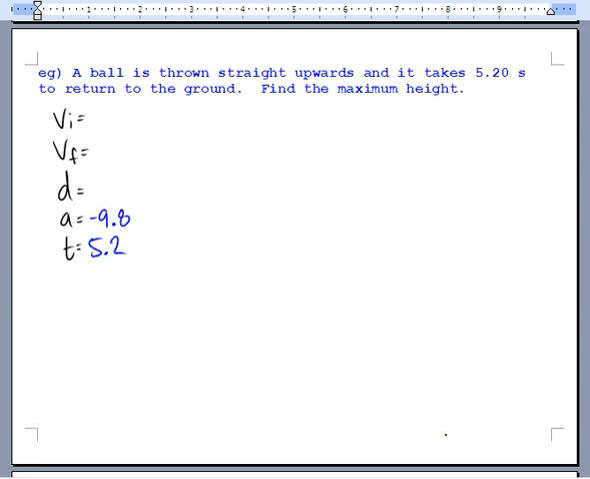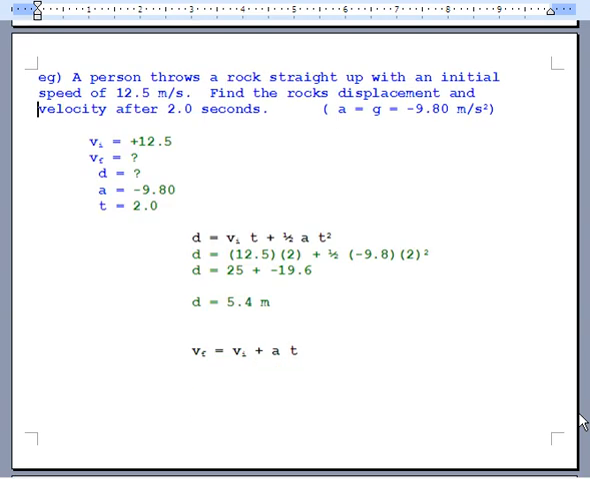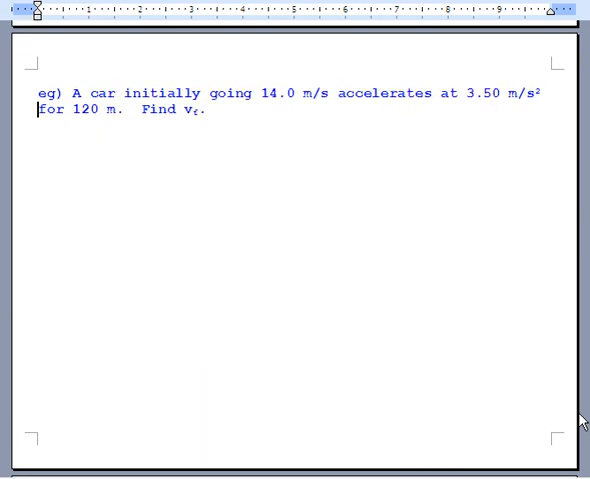Maximum height, what are we looking for? Well, a height is like a displacement. How far does it end up above the ground? And now we're kind of stuck. We've got to figure out one more value here, and we don't have it. I'm actually going to scroll back in the notes here for a second and point out something that I don't know if you noticed.